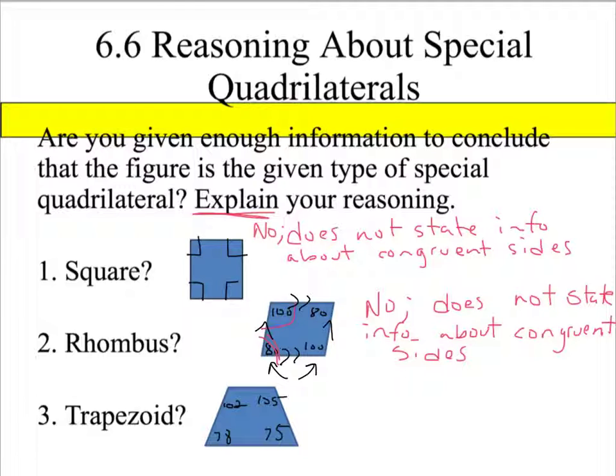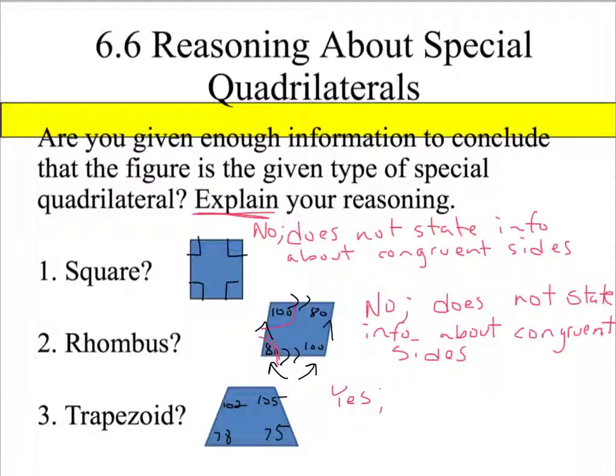Okay, number 3, what do you think number 3 is? Yes or no, and why? Is it a trapezoid? Yes, this one is a trapezoid, and I'll tell you why. The reason behind that being a trapezoid is, what is the definition of a trapezoid? A trapezoid is a quadrilateral that has 1 pair of parallel sides, correct?